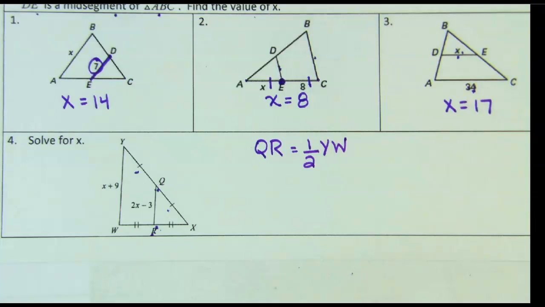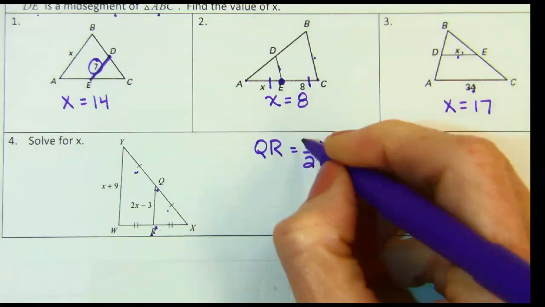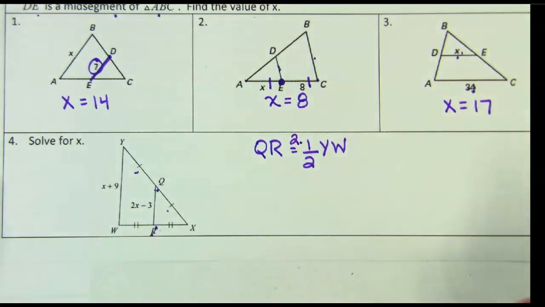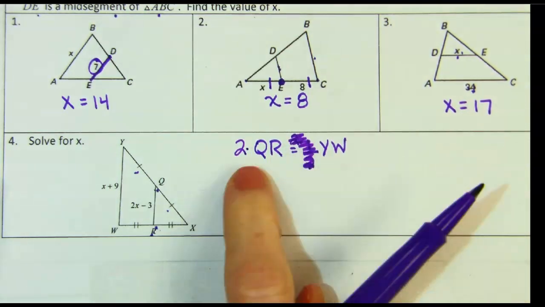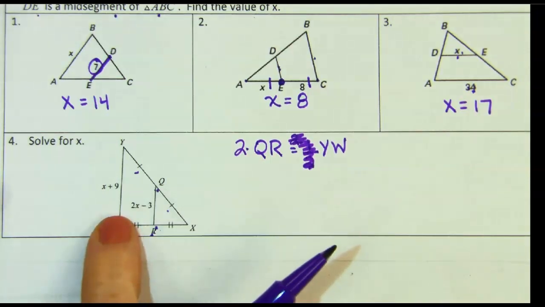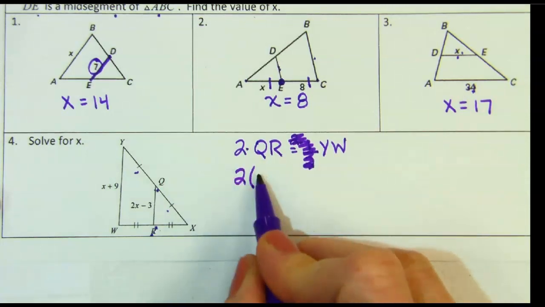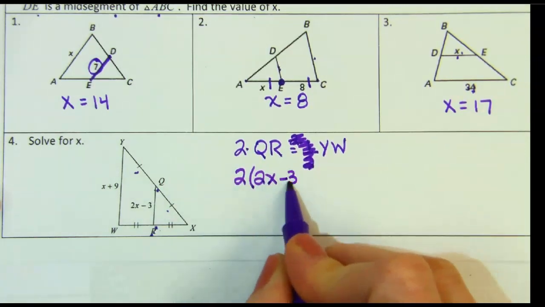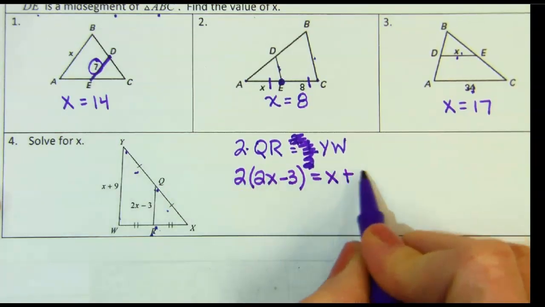Now, I showed you in the investigation, sometimes we really do not like to have that half there because we don't like to deal with fractions. So we just make it easy. I'm just going to simply multiply this side by 2, multiply this side by 2, and now I have the relationship that I need: 2 of QRs equal this. So the math is actually a little bit easier. 2 of the QRs, which is 2x minus 3, equals YW, which is x plus 9.